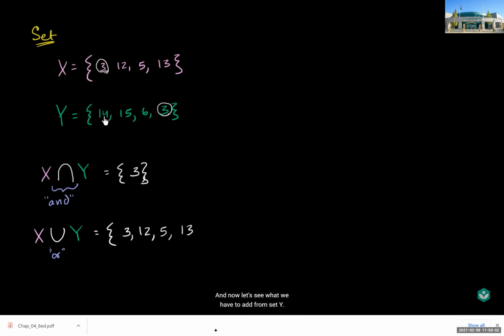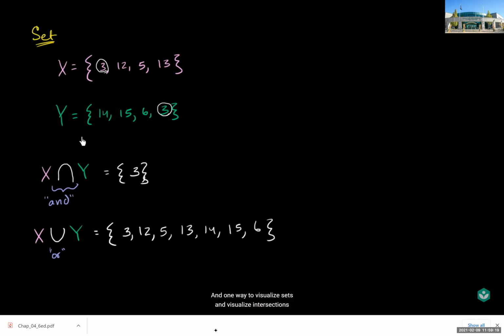And now let's see what we have to add from set Y. So we haven't put a 14 yet, so let's put a 14. We haven't put a 15 yet. We haven't put the 6 yet. And we already have a 3 in our set. So there you go. You have the union of X and Y.